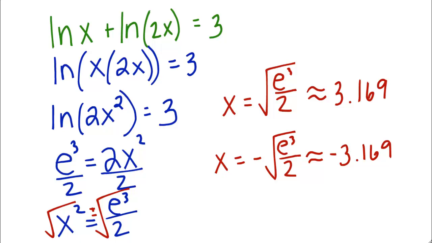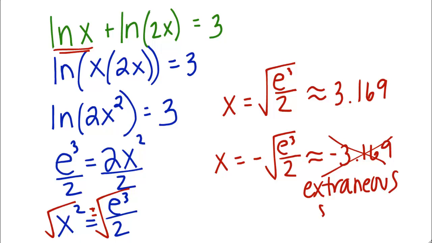Now the question is, do both of these solutions make sense here? If we try to plug in our negative solution, we'll realize that it actually doesn't make sense here. Natural log of x is the first term I see in our equation. If I plug in negative 3.169, I have natural log of negative 3.169, which wouldn't make sense if I tried to check it. That tells me that this is an extraneous solution.